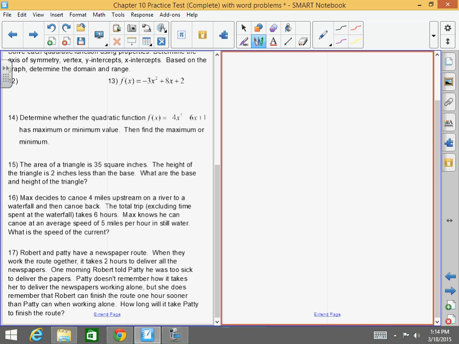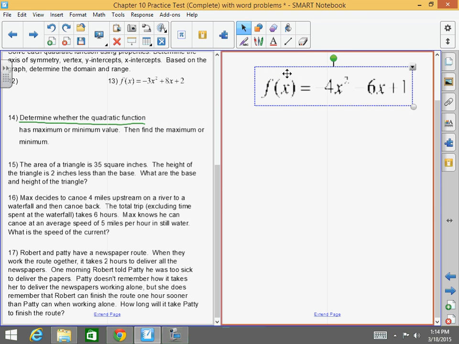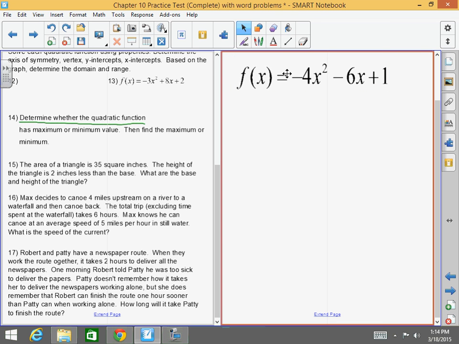Yeah, guys, that's easy. You just put it into the quadratic formula, and then negative b over 2a, and that's Mickey Mouse. Here, determine whether the quadratic function has a max or a min value. Find the max or min. Do not graph, please. Let me just show you. It's real quick.